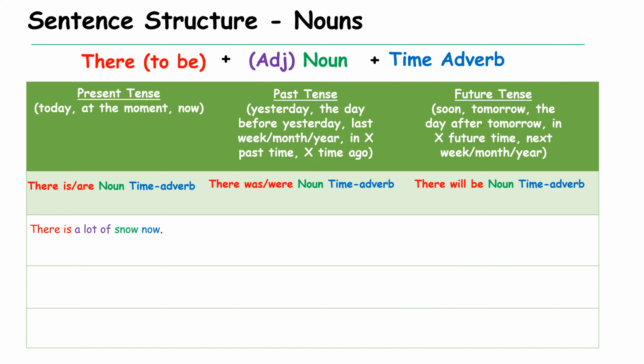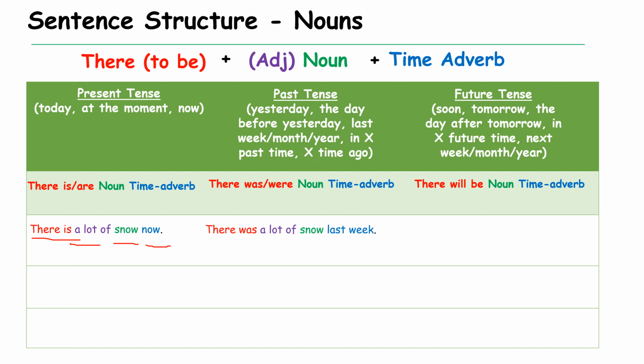There is a lot of snow now. As you can see in this sentence, we start the sentence with there is, which is in the present tense, and then we have an adjective, a lot of, and then we follow with a noun, which is snow, and then we finish the sentence with the time adverb, now.